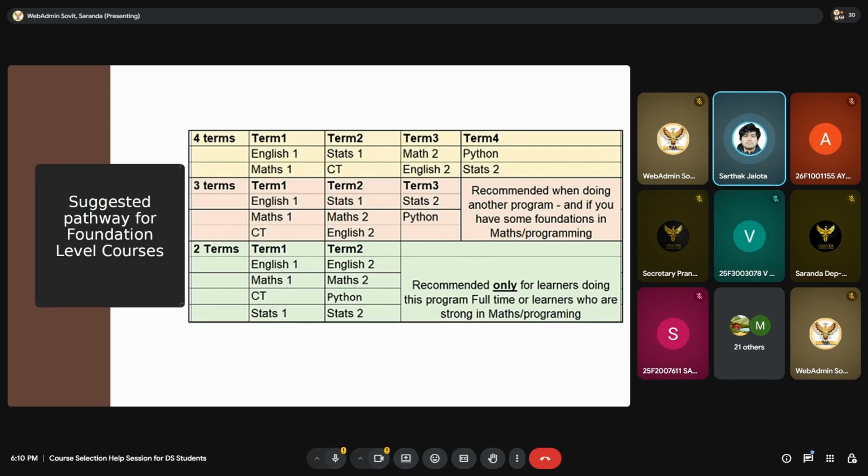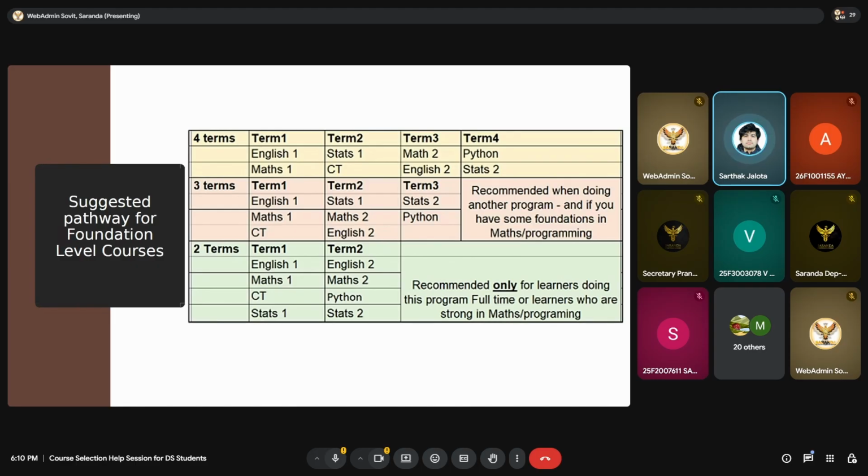Usually, 3 terms is going to be the best way for foundation level. It is recommended by IITM as well, and it's a very relaxed pace. The 2 term path is going to be a little bit harder because you're going to do Python, Maths 2, and Stats 2 together. If you're 18, doing this degree after completing your 12th standard, and you have taken maths in your 12th, only then is the 2 term path recommended. Otherwise, go for the 3 term path.